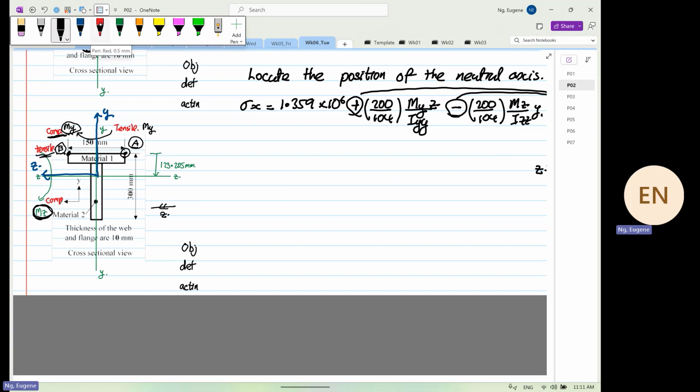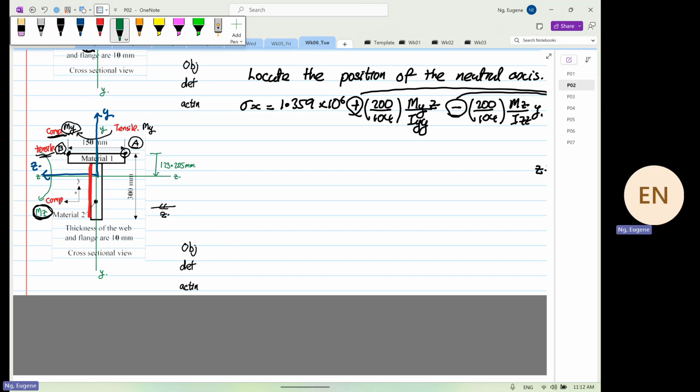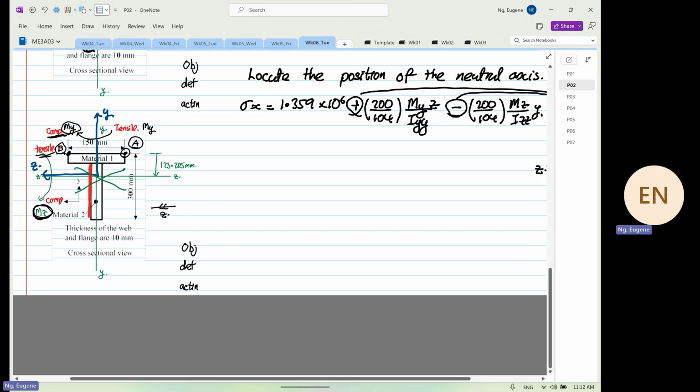So we are going to locate the neutral axis. The position of the neutral axis on this red line I'm drawing. Can you see this line over here? Because the neutral axis will pass the steel, so it will go in either this direction or this direction. Yes or no? We don't know where it is yet. So the neutral axis can either go this way or this way. So this is your neutral axis.